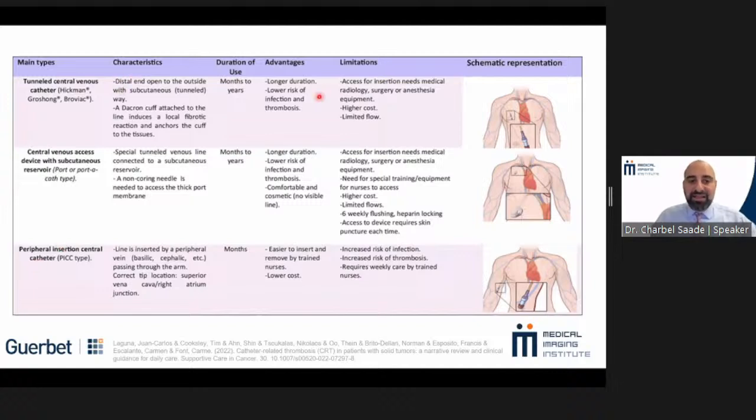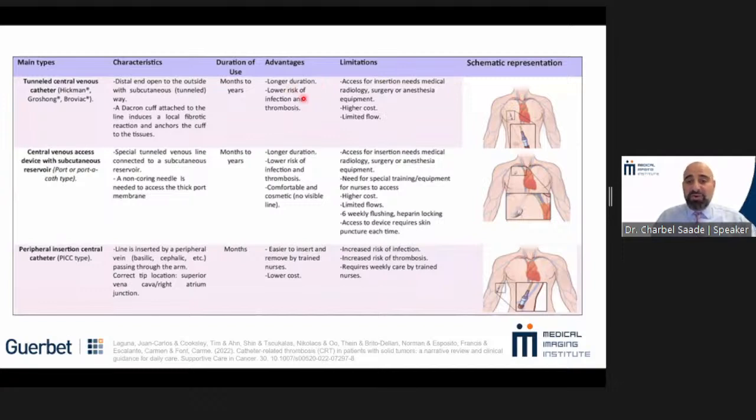So basically, the advantages of a tunneled central venous catheter are long duration to stay in there and lower risk of infection and thrombosis. And this is usually with patients that are cancer patients and they're receiving chemotherapy through it.